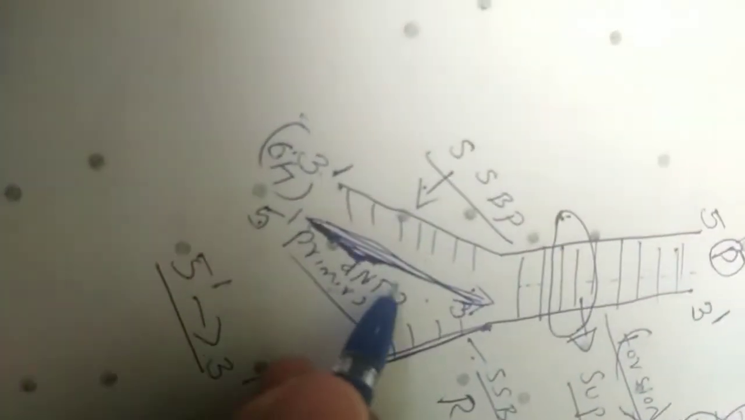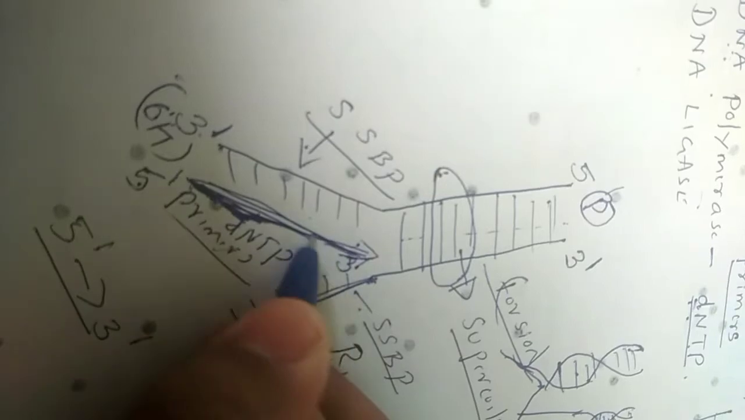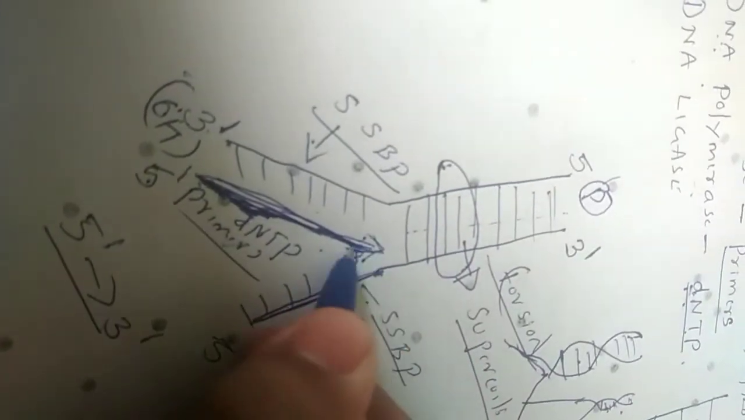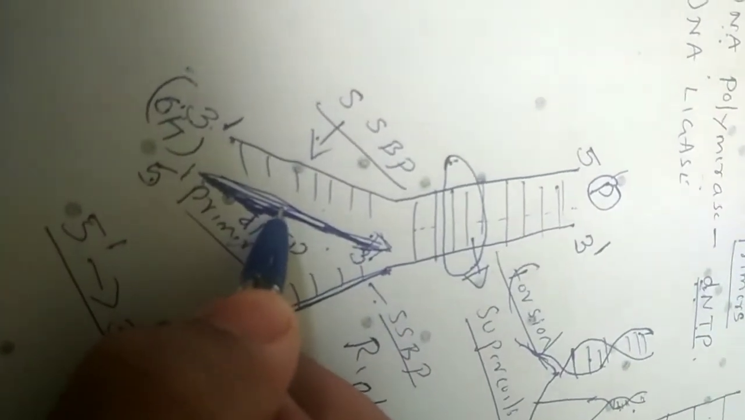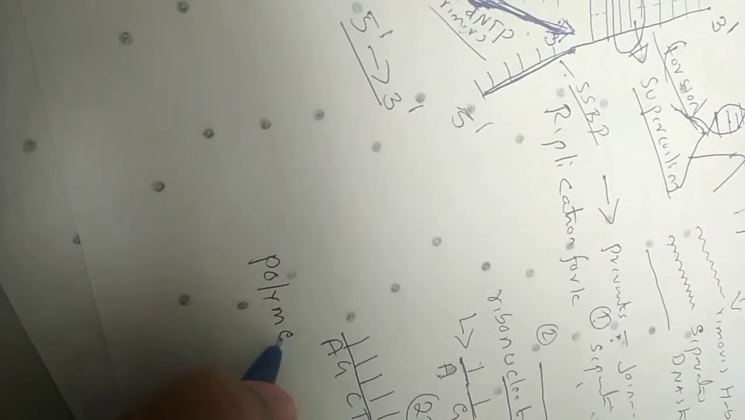Now dNTPs are added by this DNA polymerase. Many dNTPs will be added like this, and finally a long chain of new DNA strand is synthesized. This process is called polymerization. So what is polymerization? The process of synthesis of a new DNA strand is called polymerization.